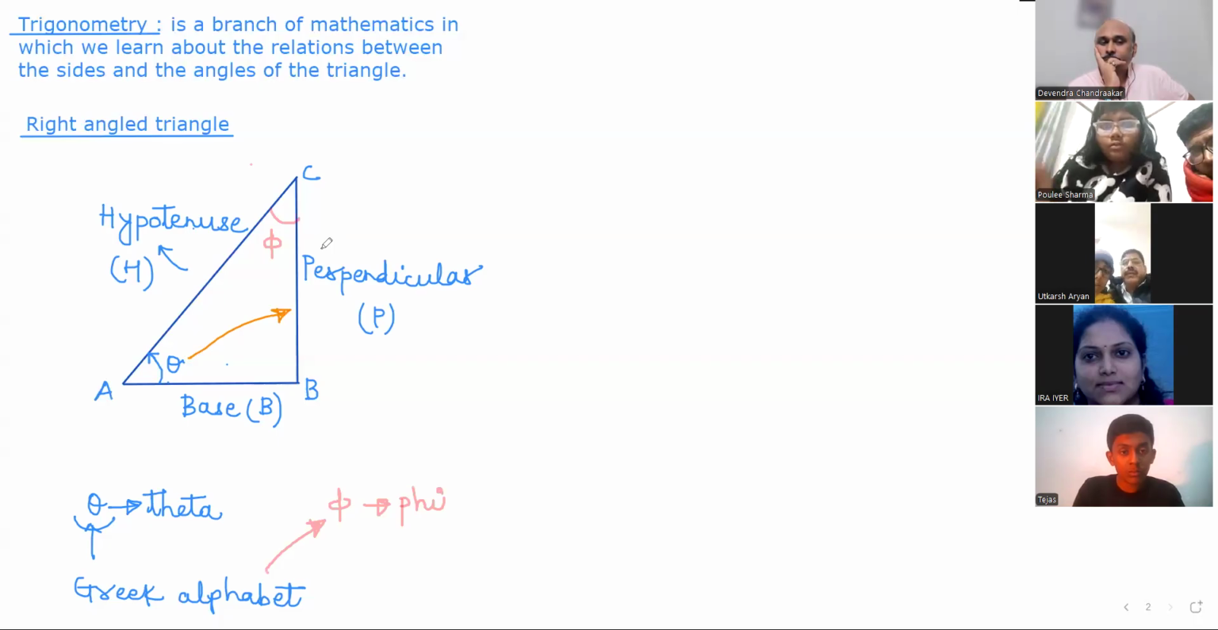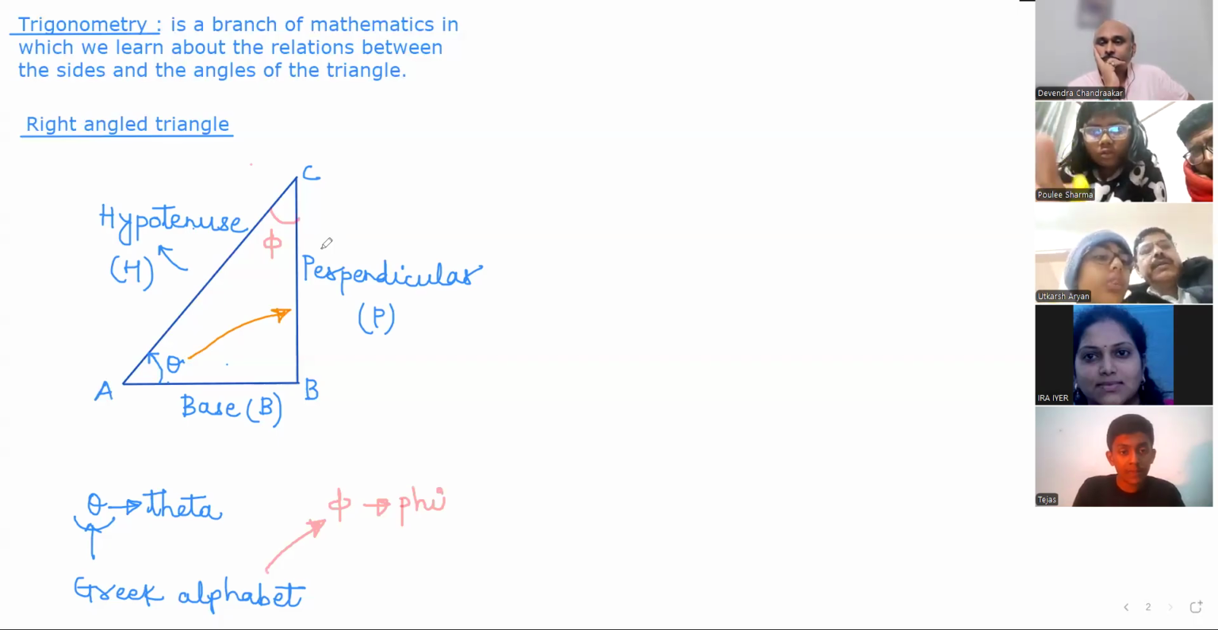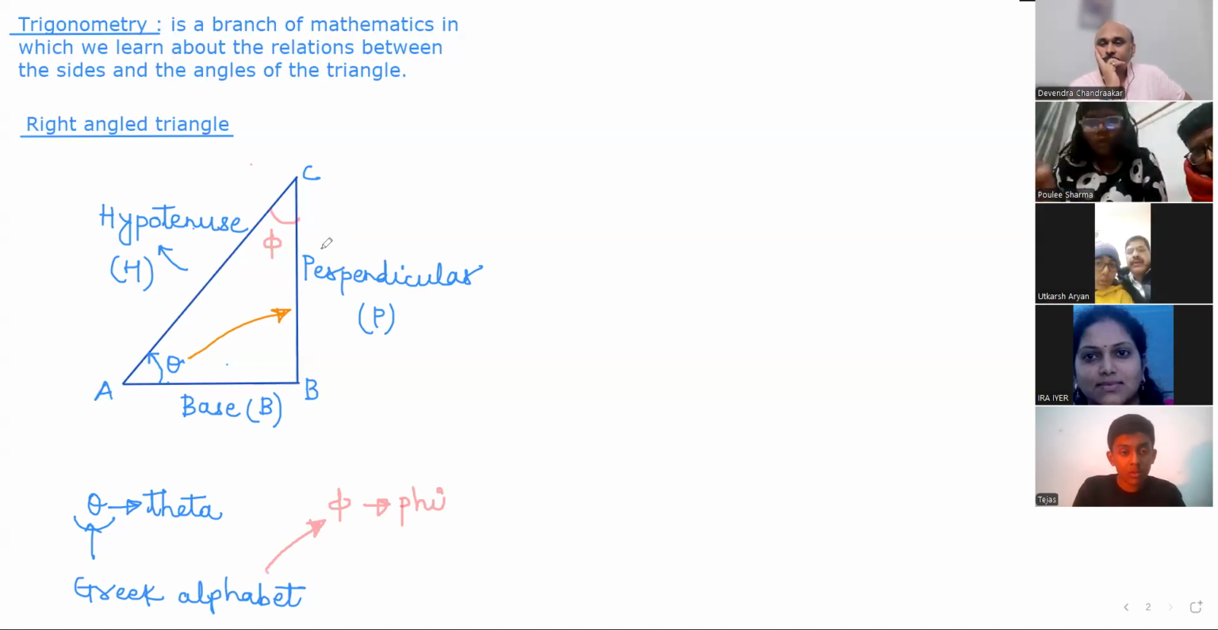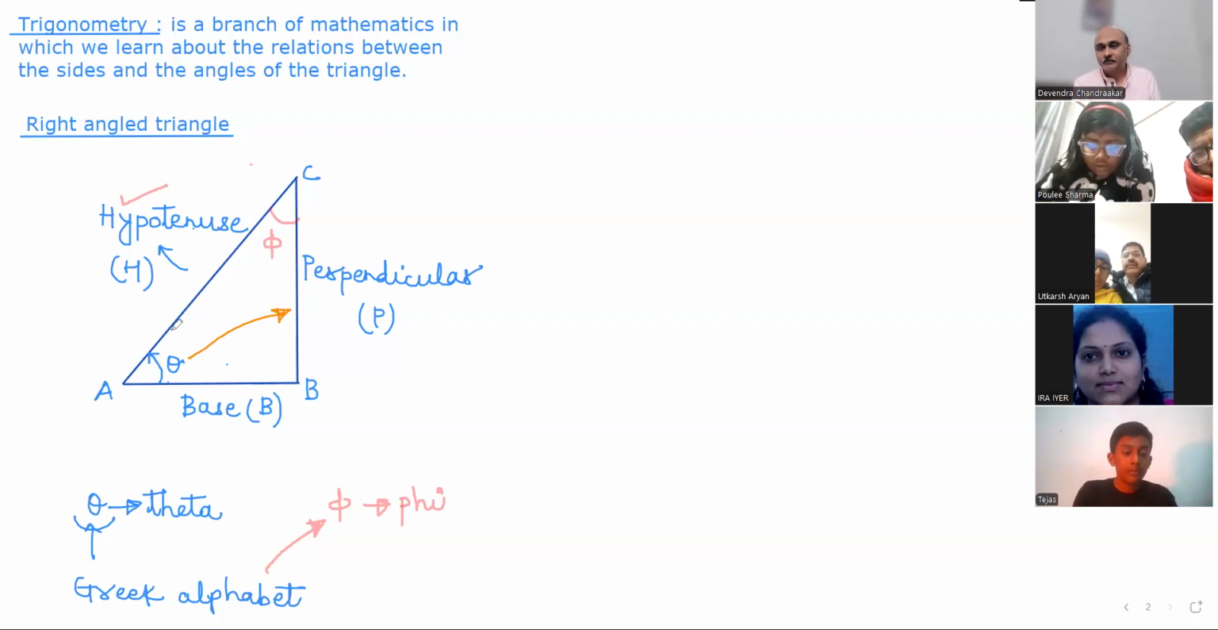Sir, the hypotenuse will be side AC. AC. The longest side of the triangle will always be hypotenuse, whichever angle you choose. Okay? The longest side of the triangle will always be hypotenuse. So hypotenuse remains the same for phi also. I hope Tejas, Ira, Utkarsh, all of you understood this.